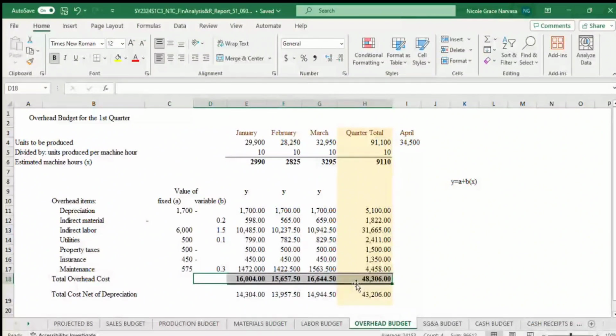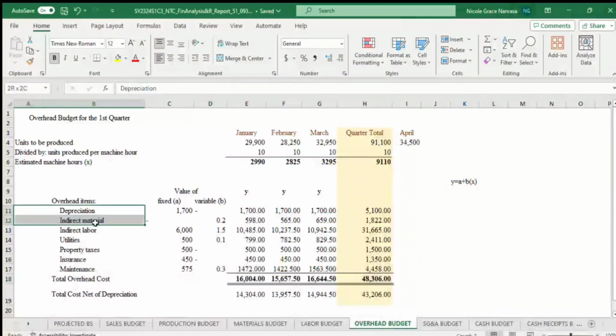But for this one, overhead budget actually needs an actual cash flow pertaining to our overhead, which means we need to have a cash outflow, because in these overhead items there is one that is non-cash, which is the depreciation. Because this is an allocation of our depreciable costs.